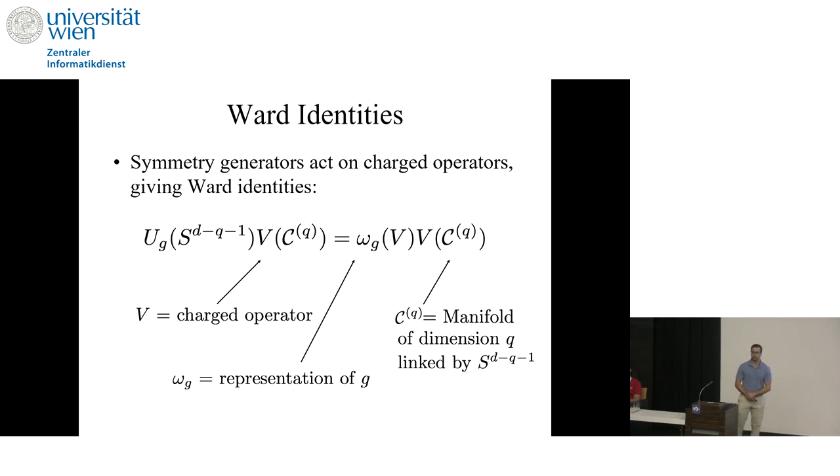Symmetries in quantum field theory are associated with Ward identities. In the language of these charged operators, the Ward identity says that if we take a charged operator, surround it with a symmetry generator, then this will be equal to the charged operator we started with times a representation of the group, or in the abelian case, simply a phase, which depends on the element of the group G and the charge of the operator V.